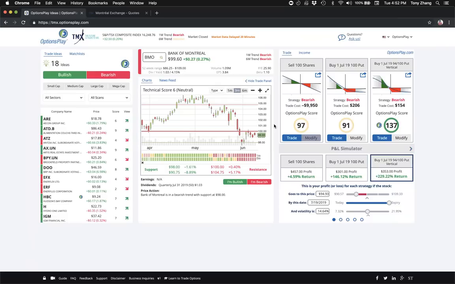This is designed from the ground up to make your life with options trading, regardless of whether you're a beginner or an experienced trader, as easy as possible.